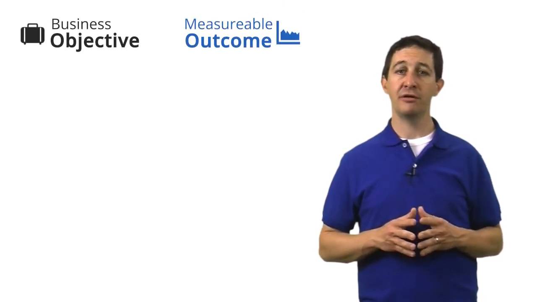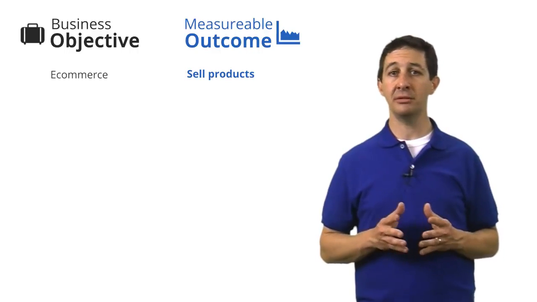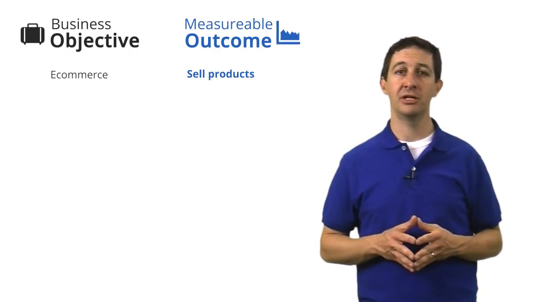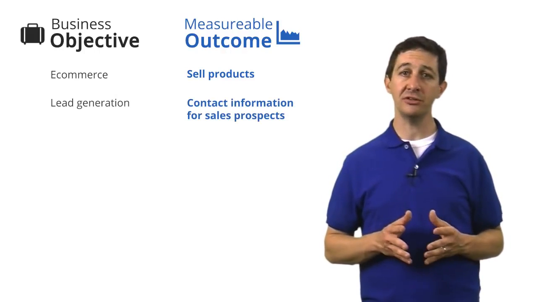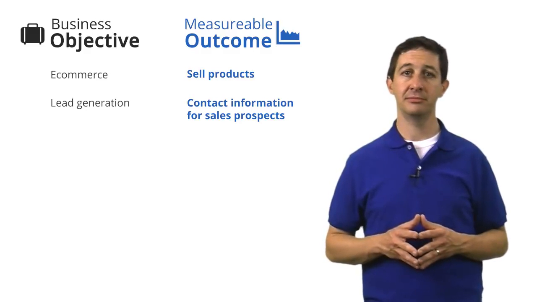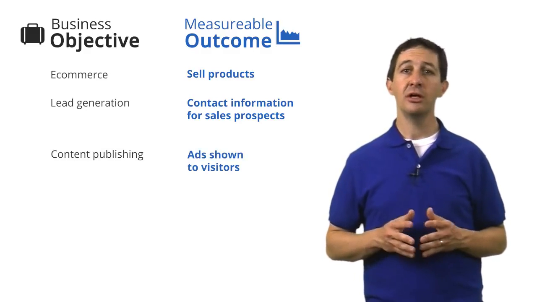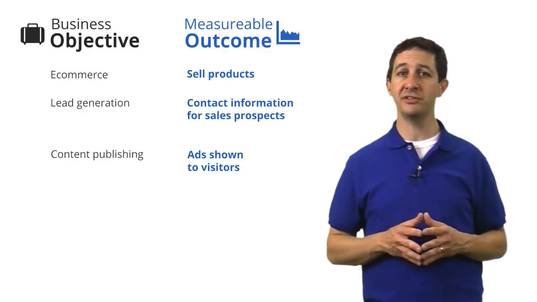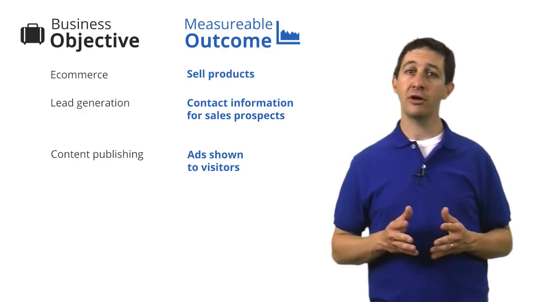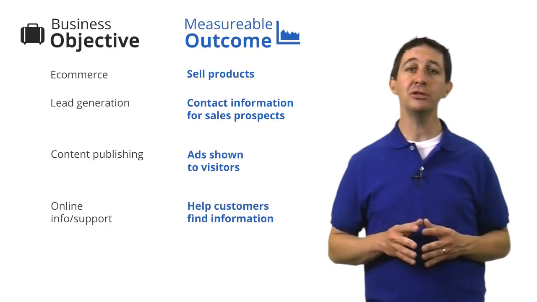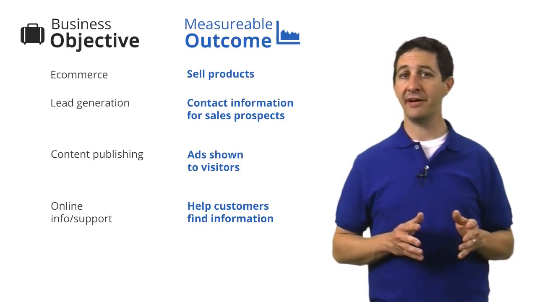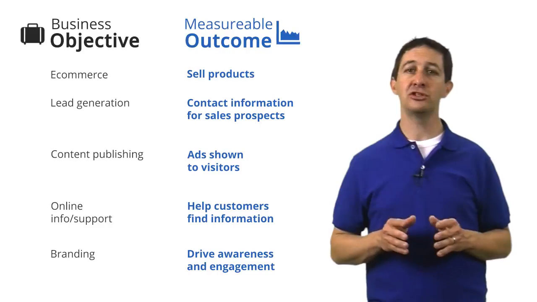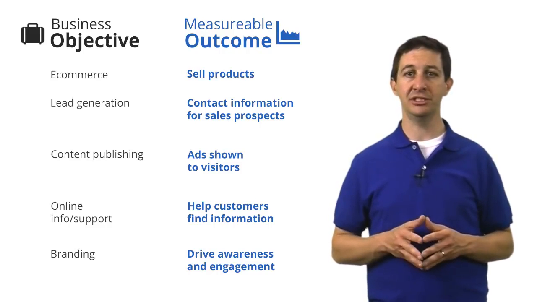In the online world, there are 5 common business objectives. First, for e-commerce sites, an obvious objective is selling products or services. Second, for lead generation sites, the goal is to collect user information for sales teams to connect with potential leads. Third, for content publishers, the goal is to encourage engagement and frequent visitation. Fourth, for online informational or support sites, helping users find the information they need at the right time is of primary importance. And finally, for branding, the main objective is to drive awareness, engagement, and loyalty.